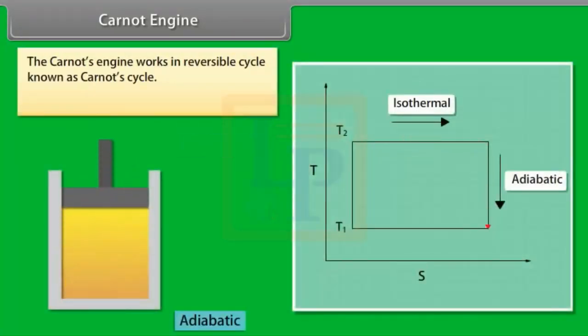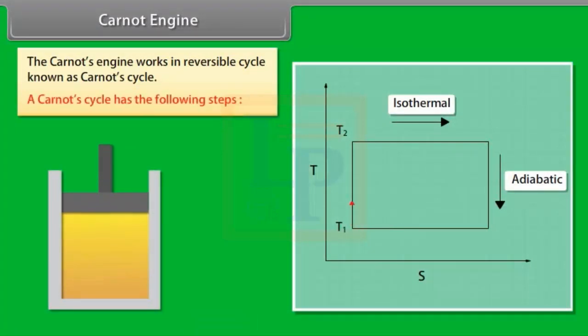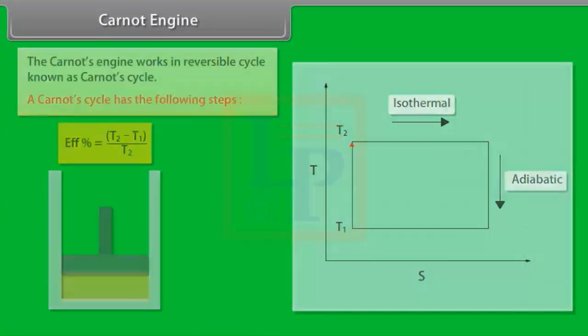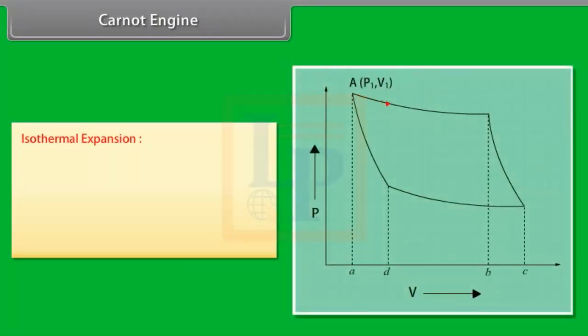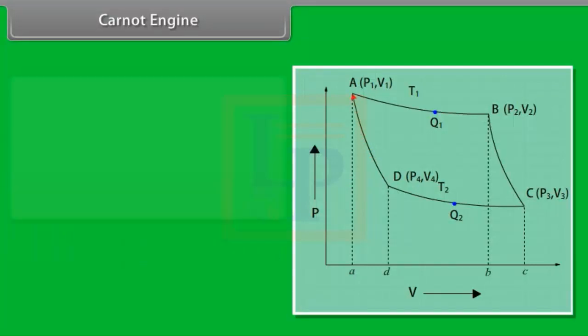Carnot engine. The Carnot engine works in a reversible cycle known as the Carnot cycle. A Carnot cycle has the following steps. Isothermal expansion. The cylinder is placed in thermal contact with the source and weights over the piston are gradually reduced. The gas expands isothermally at a constant temperature T1 and volume increases from V1 to V2. The amount of heat absorbed during this expansion is Q1.